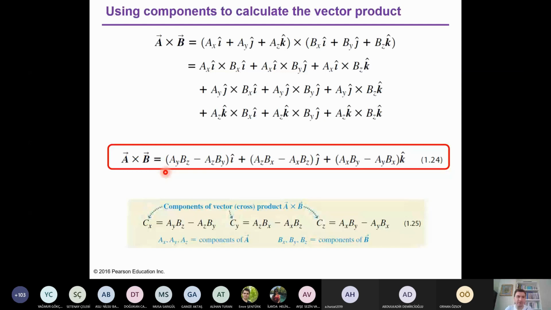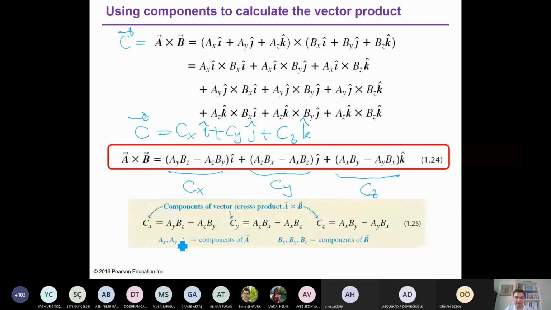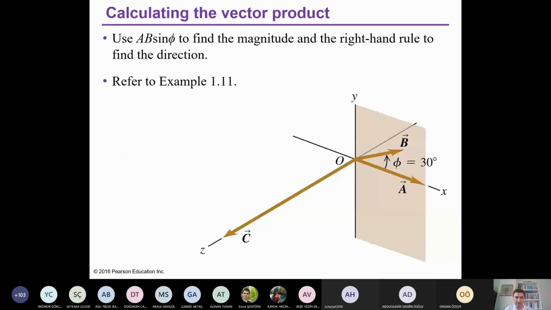So what about the components of this vector? This C vector can be written like this. Cx I plus Cy J plus Cz K. Okay, so here this is the Cx, this is the Cy, this is the Cz. Okay, I can write them like this. Is it clear? Any question here? Then let me continue. I have almost finished.